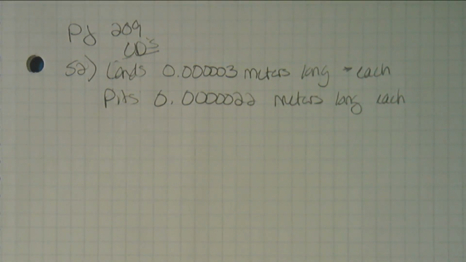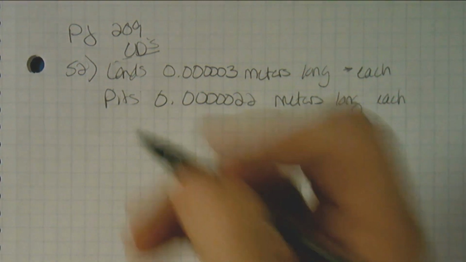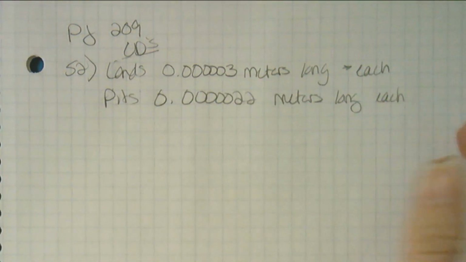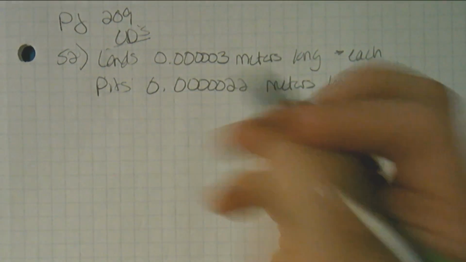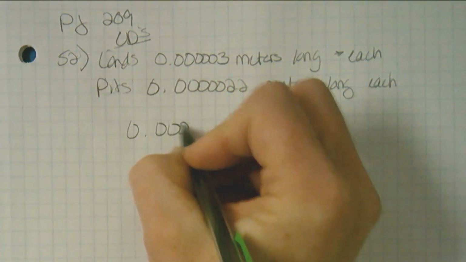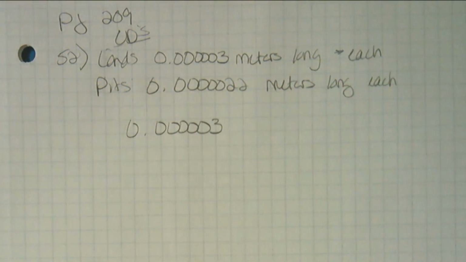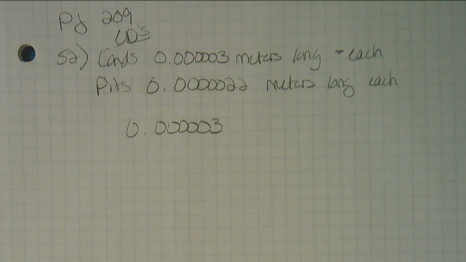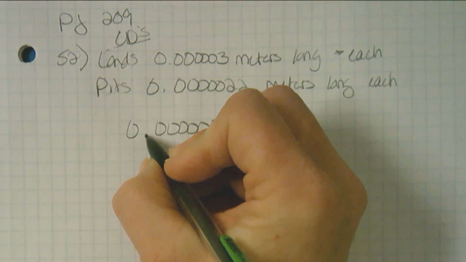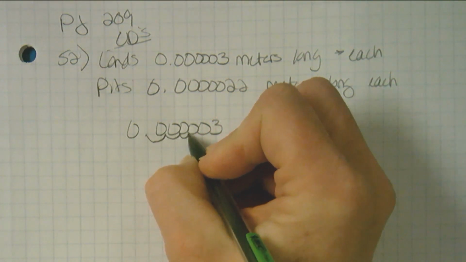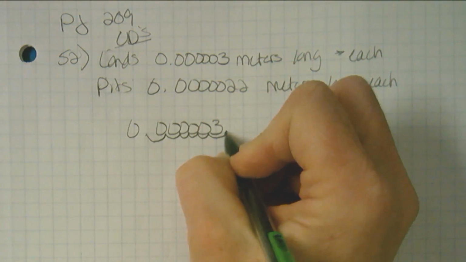All right, it says write each of these lengths in scientific notation, then write the combined length of each land and pit. So if we write these, we did not talk about adding them, but let's talk about how we might add them, okay? So if I take 0.12345 and then 3, if we change this into scientific notation, that's 1, 2, 3, 4, 5, 6.